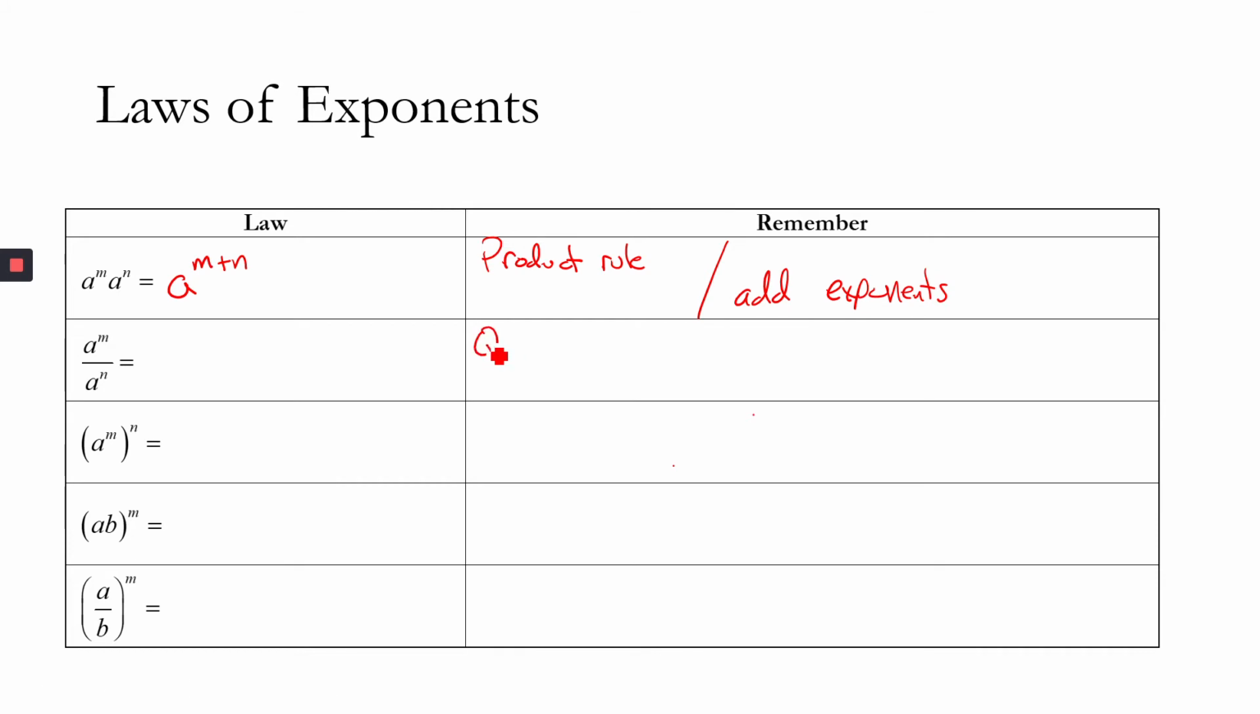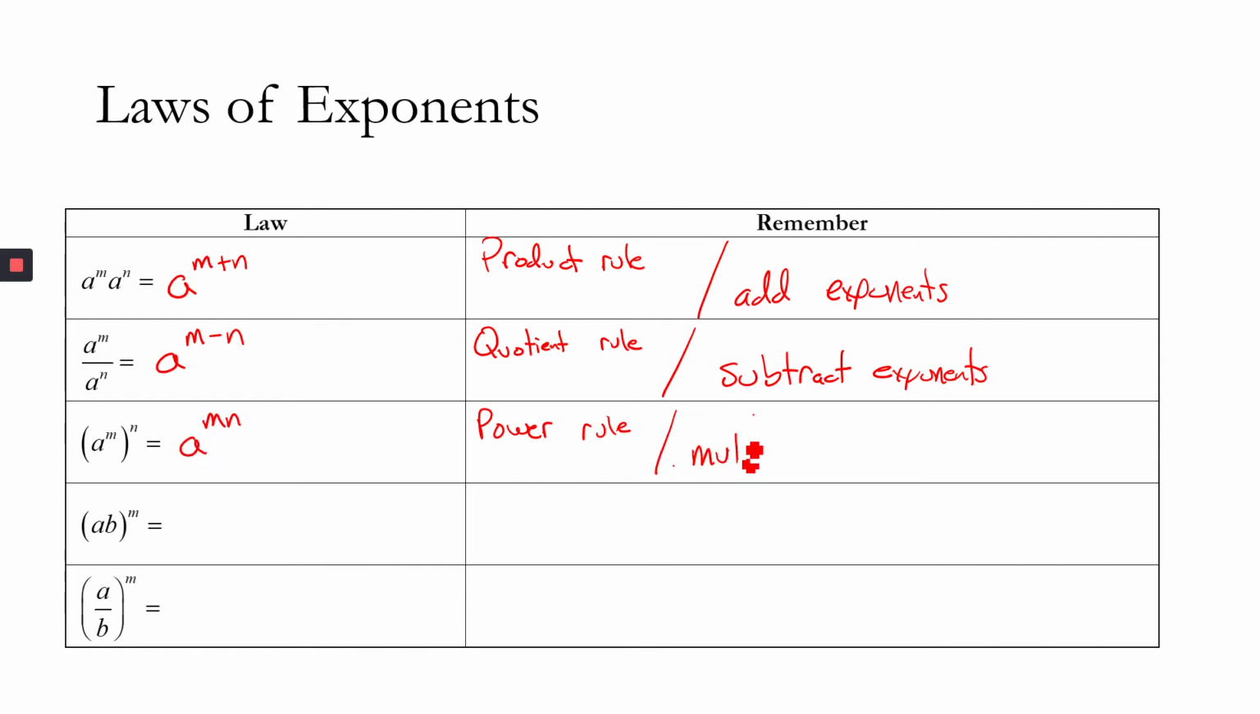The next one's very similar. It's called the quotient rule. And again, we need to make sure the bases are the same. And this time, we're going to subtract the exponents. The next one is called the power rule. And in this one, we're going to multiply the exponents.